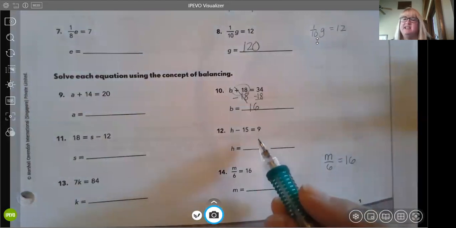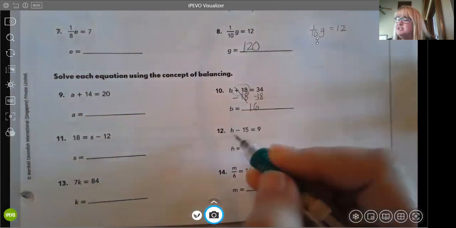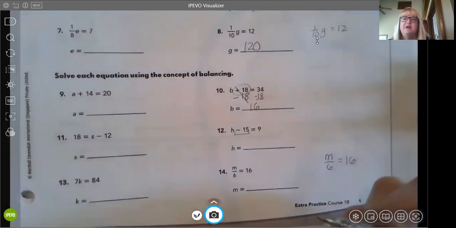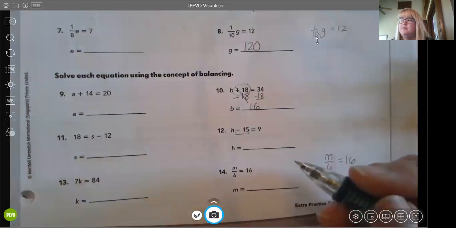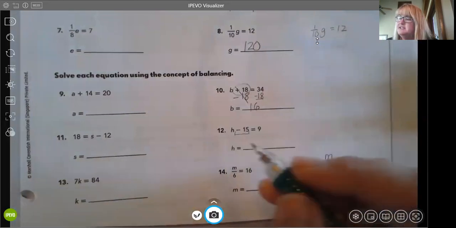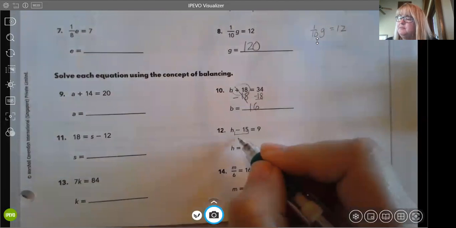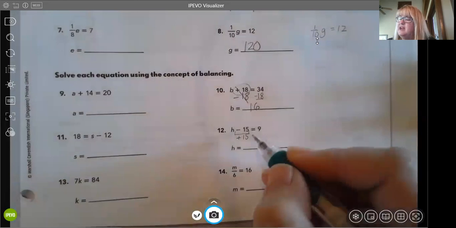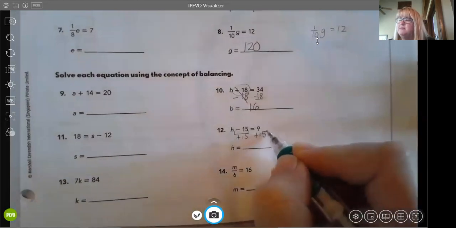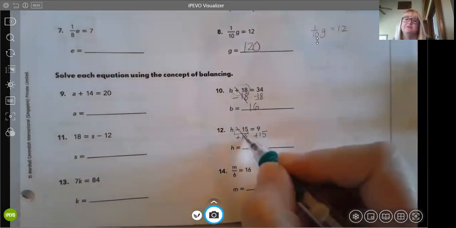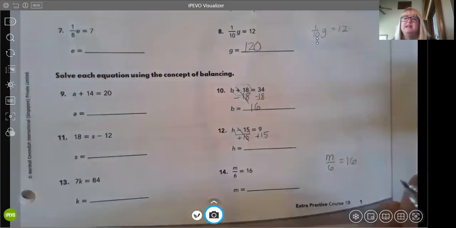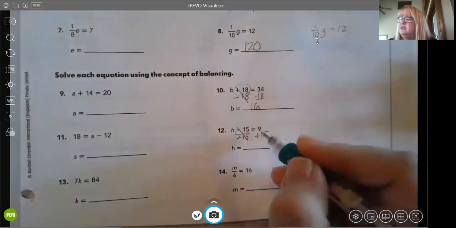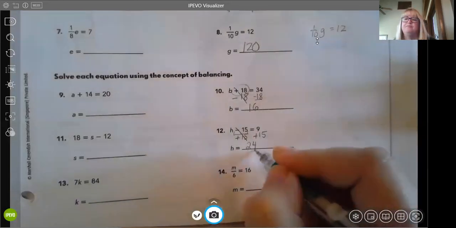Let's look at 12. H minus 15 equals 9. H is my variable. I have to deal with this minus 15. So how do I deal with a minus 15? I do the opposite. And the opposite of minus 15 is plus 15. Again, to keep things fair, if I add 15 on the left, I have to add 15 on the right. Minus 15 plus 15, that's called a zero pair. They zero out, leaving H by itself. So H equals 9 plus 15. 9 plus 15 is 24.